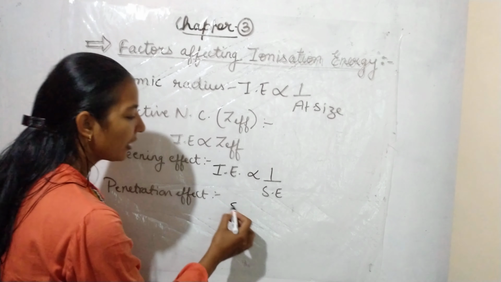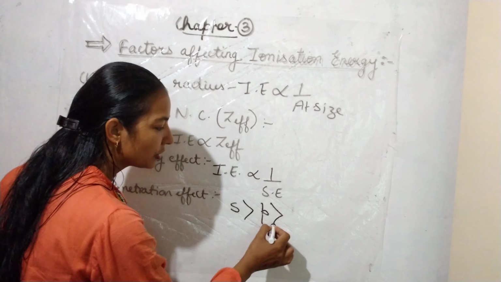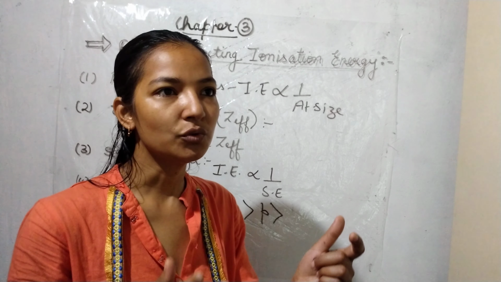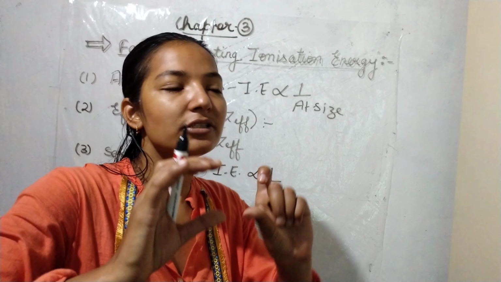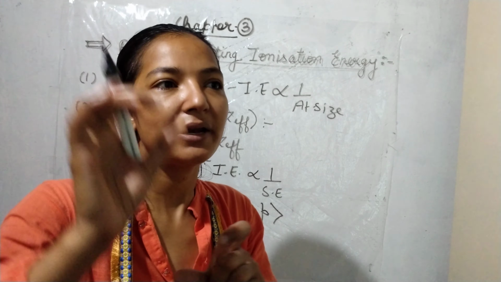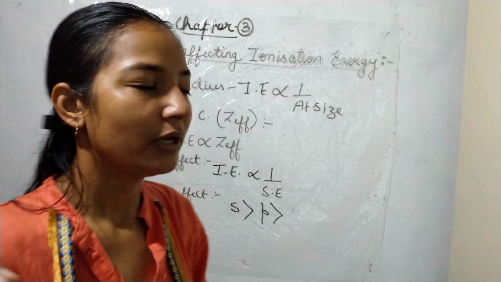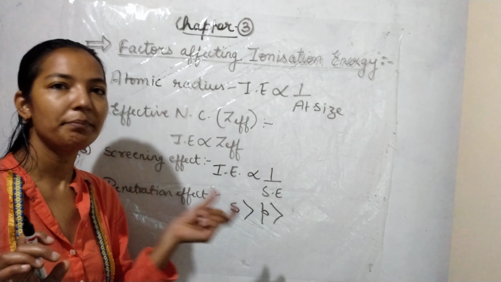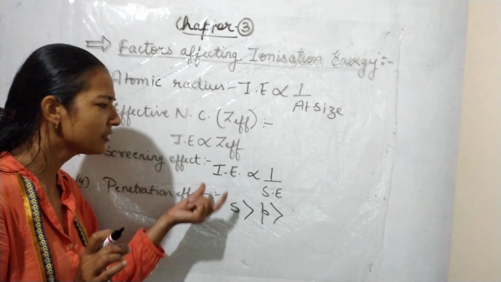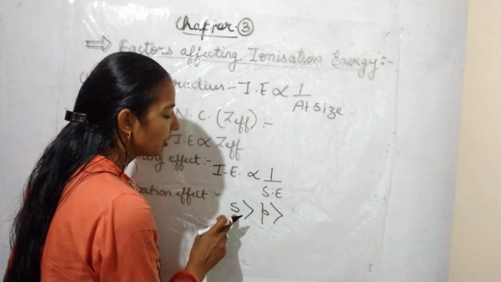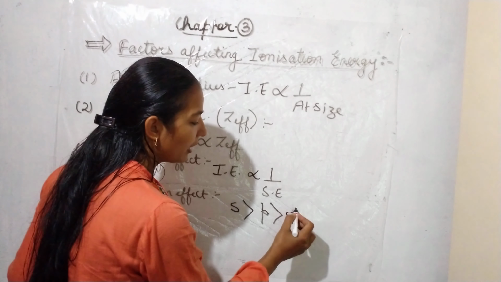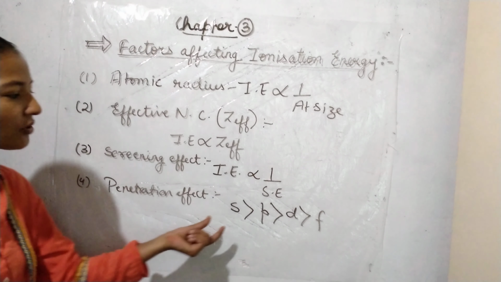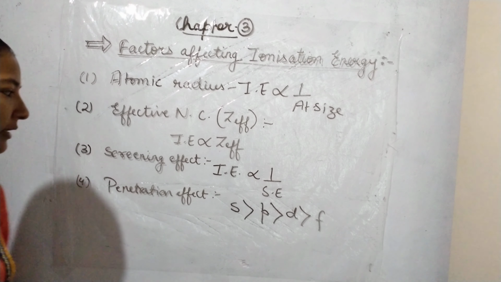So penetration effect means how much the orbitals are actually covering the nucleus so that the effect of nucleus is not penetrating to the electron. Attraction force must not penetrate through them and reach the outermost electron. So it is just like the shielding effect. S, P, D and F is the order of penetration effect, and you know this is also the order of shielding effect for the orbitals.